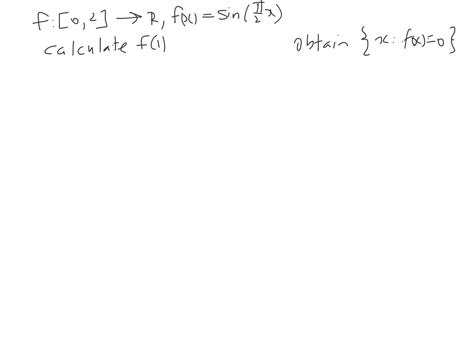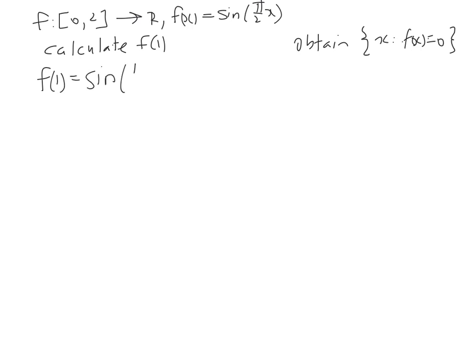Now, it's asking us to calculate f of 1. Well, that means that in this function, for x, we've substituted x with 1, so we're going to do it in the equation as well. Over here, we're asked to obtain x for f of x equals 0. So basically, we're solving for x when f of x equals 0. So we're going to work out f of 1.